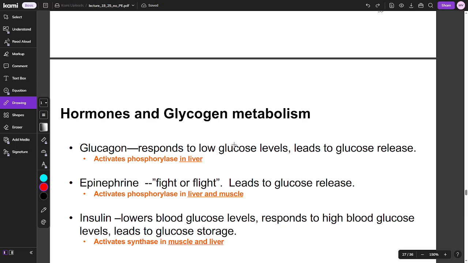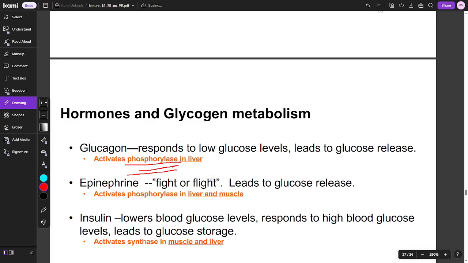But glucagon, if you remember from our pathways, causes phosphorylation through protein kinase A. So if glucagon causes phosphorylation, then we should expect that phosphorylation activates glycogen phosphorylase and turns off glycogen synthase. So glucagon activates phosphorylase in the liver.